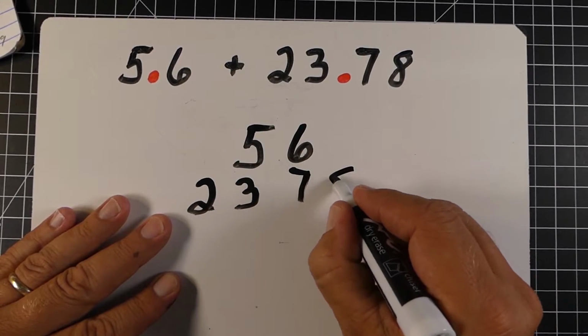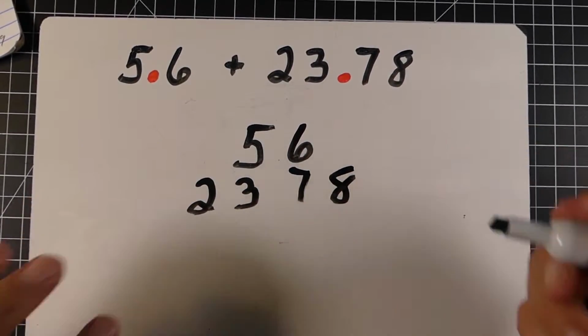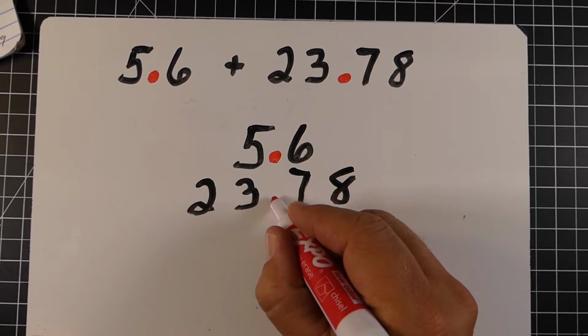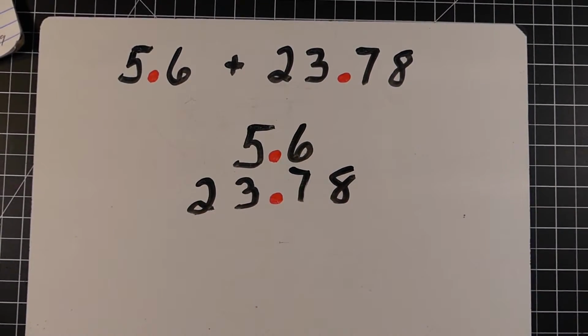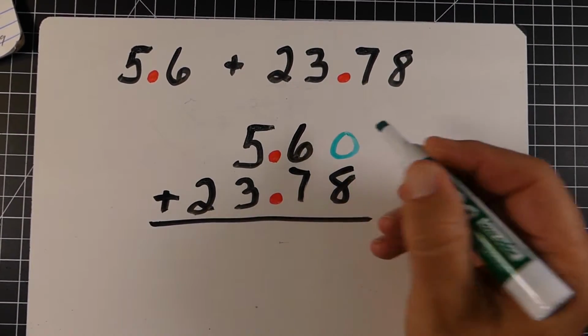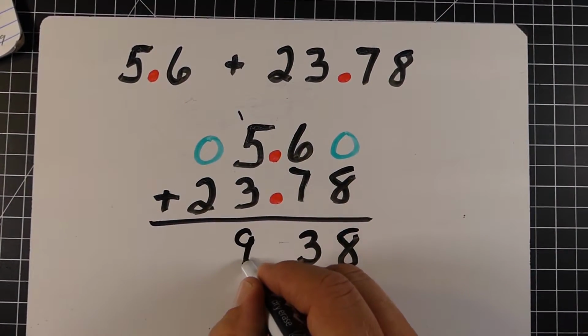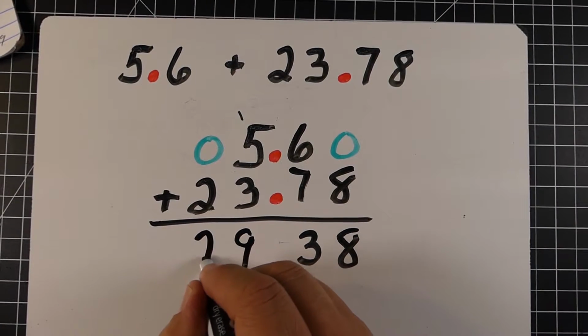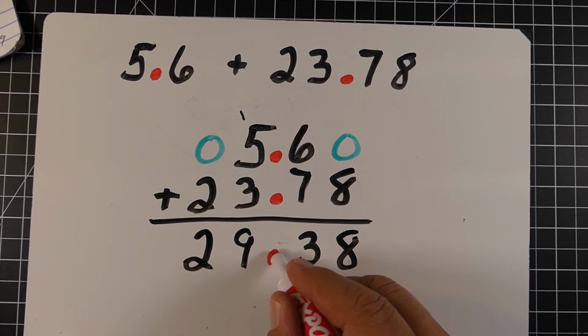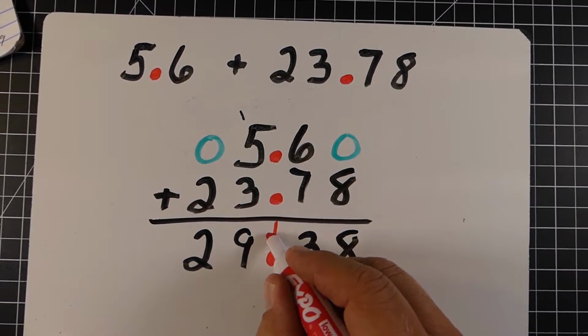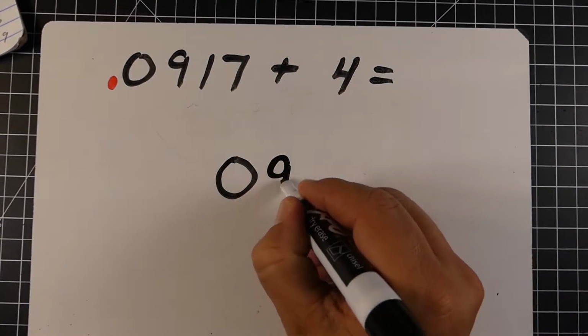Here are a few other examples real quick of adding. You can see 5.6 plus 23.78. Line the decimals up. If you want to throw a couple of zeros in there, go ahead. Once you get everything lined up, just go ahead and add. You can see our answer right here is 29 and 38 hundredths. Okay, next example.